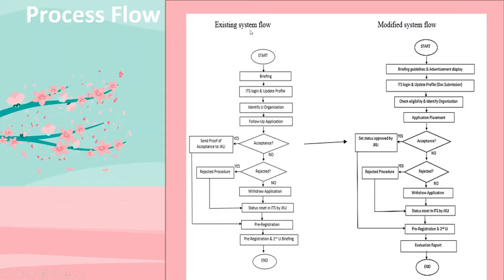So this is the process flow of the existing system, and how it has been modified. As you can see over here, we have modified the status, where we changed the document submission from manual to automatic, which is online. Whatever you have submitted after filling up the form, you can check the process, which is approved by a JKLI. Then if it has been rejected, you can place another form. So this is the existing system and the modified system flow.